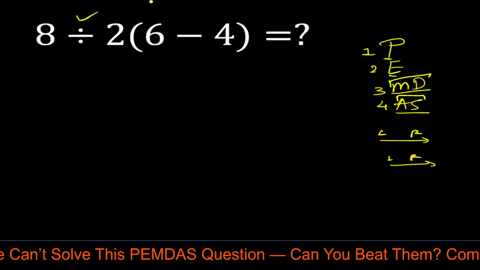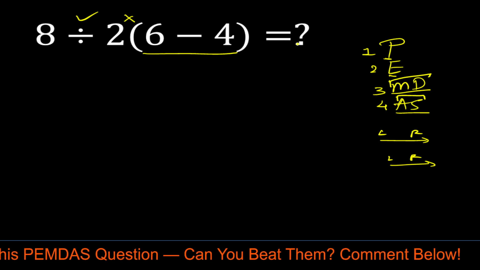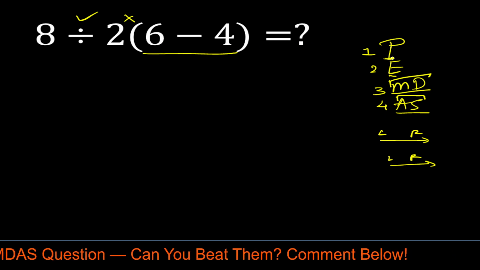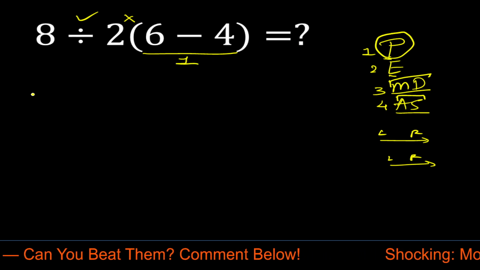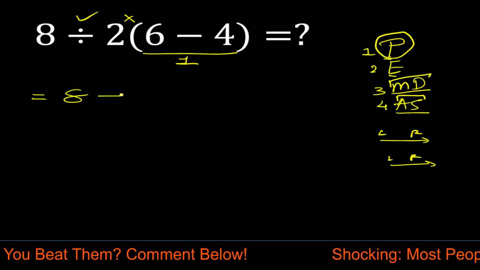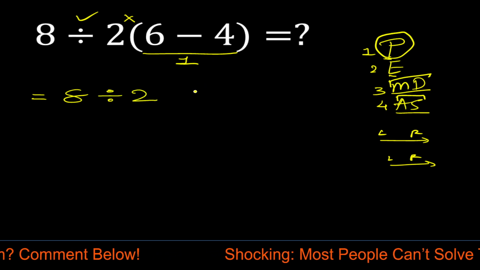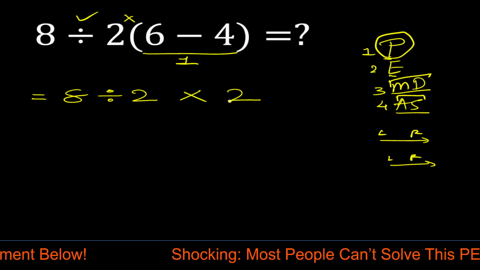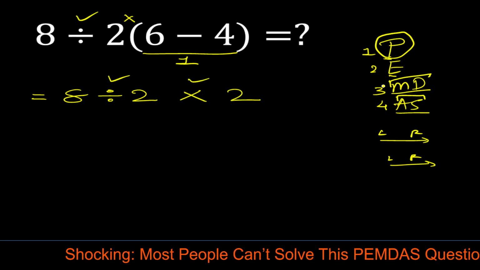So in this question here we have division, here multiplication, and here parenthesis, right? So according to PEMDAS rule, first we have to solve parenthesis. So first we have to solve this parenthesis, right? So 8 divided by 2. Now solve this parenthesis, 6 minus 4 is equal to 2. So times 2, right? Now here we have division and here multiplication.